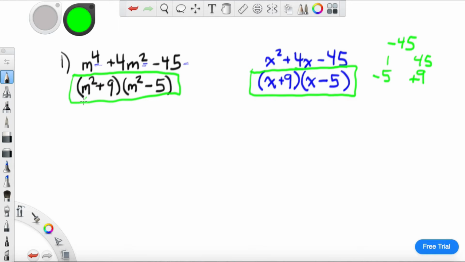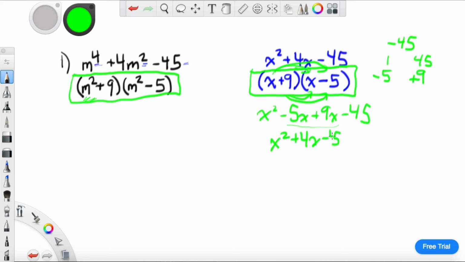Notice that the only difference is that this says m squared instead of just m, which we would expect, in this case x. So let's go ahead and FOIL this and see if we're right. X times negative 5, I've got x squared minus 5x, and then 9 times x, 9 times negative 5, so I've got plus 9x minus 45. Combine these like terms: minus 5 plus 9 is going to be 4, so x squared plus 4x minus 45. It works.